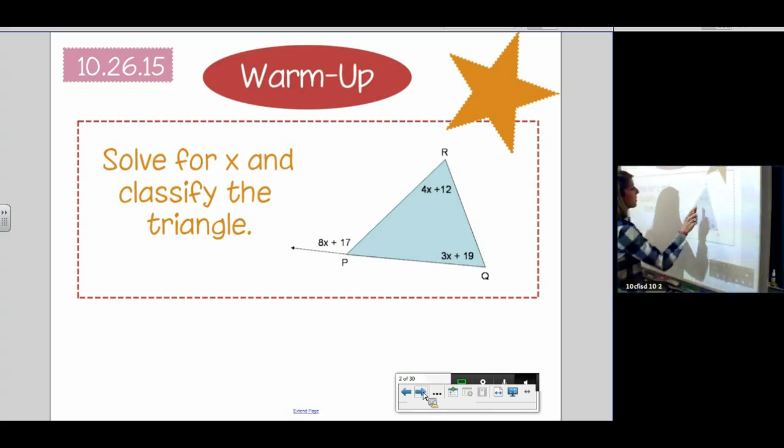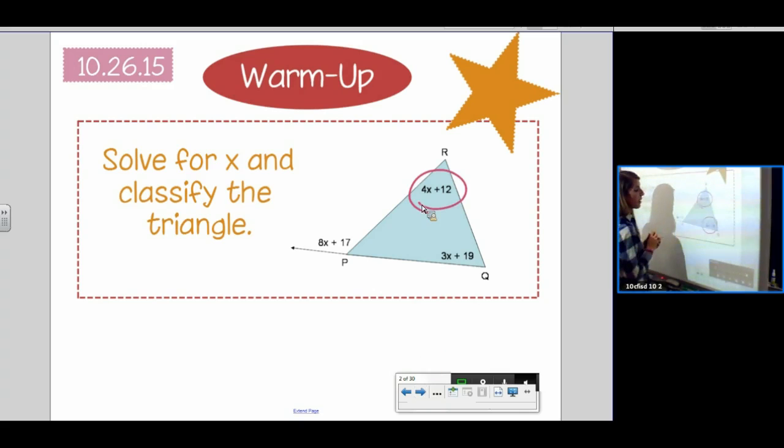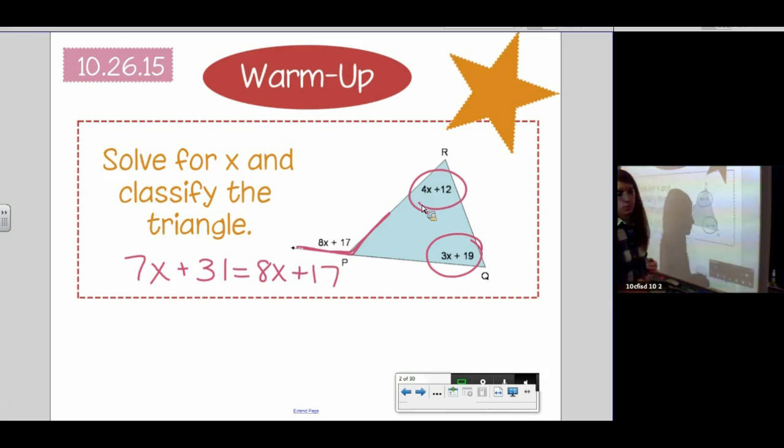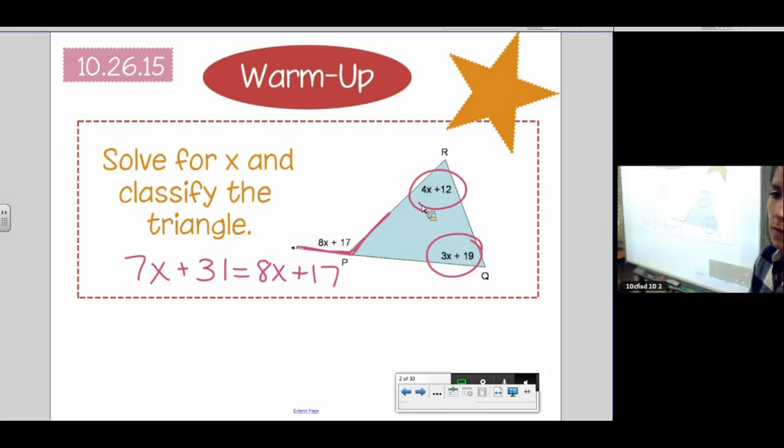So we know that these are the remote interior angles, and we add them together. It should equal the exterior angle. I'm going to go ahead and combine like terms. So 4x plus 3x is 7x. 12 plus 19 is 31. And that will equal our exterior angle. Go ahead and solve for x.